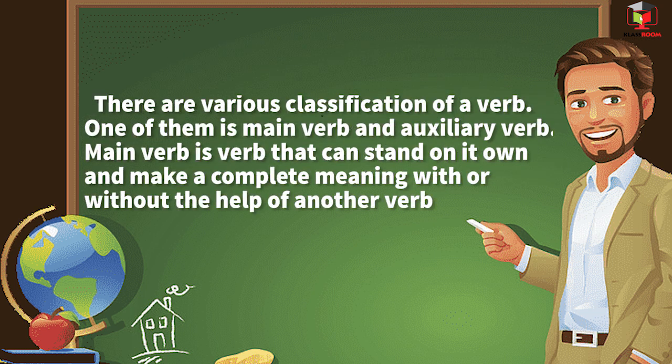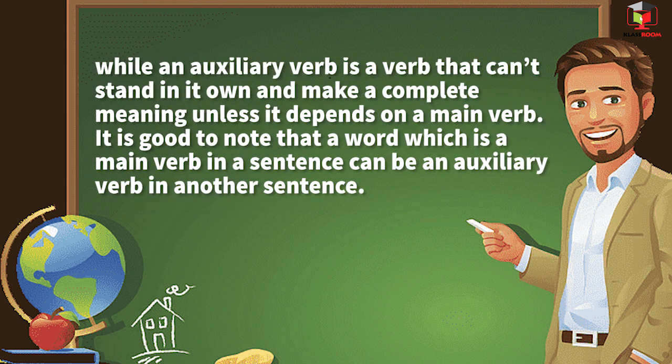There are various classifications of a verb. One of them is main verb and auxiliary verb. A main verb is a verb which can stand on its own and make a complete meaning with or without the help of another verb, while an auxiliary verb is a verb which cannot stand on its own and make a complete meaning unless it depends on a main verb. Now, it is good to note that a word which is a main verb in a sentence can be an auxiliary verb in another sentence.